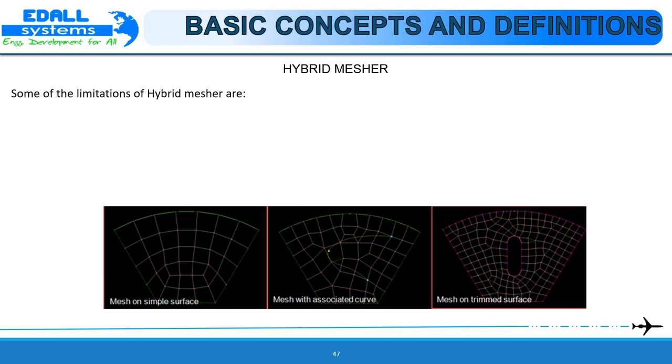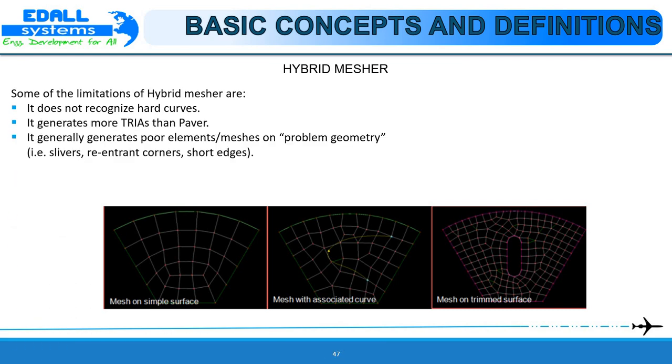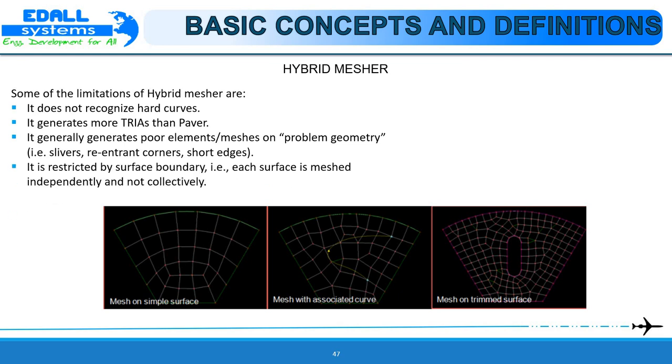Therefore, it is preferable to paver for some geometries and provides an alternative when the paver meshes provide a poor or unacceptable mesh. Some of the limitations of hybrid meshes are: it does not recognize hard curves, it generates more trias than paver, it generally generates poor element meshes on problematic geometry, and it is restricted by surface boundaries, that is, each surface is meshed independently and not collectively.